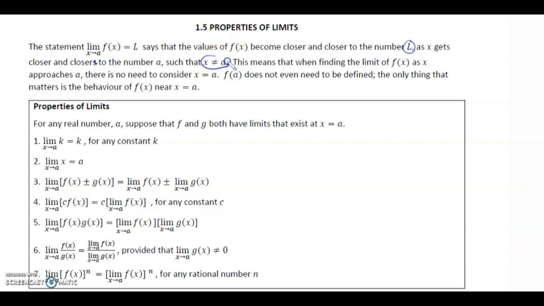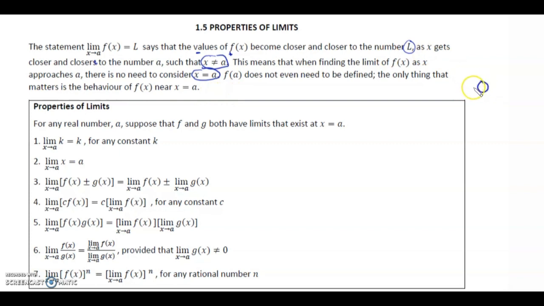So this is where yesterday we don't really care about what's going on right at that value. We care about what's going on just to the left of it and then just to the right of it. So this means that when finding the limit of f at x as x approaches a, there is no need to consider the point right at x equals a. F at a does not even need to be defined. So there could be a hole there, and that's okay. The only thing that matters is the behavior of f at x near a.